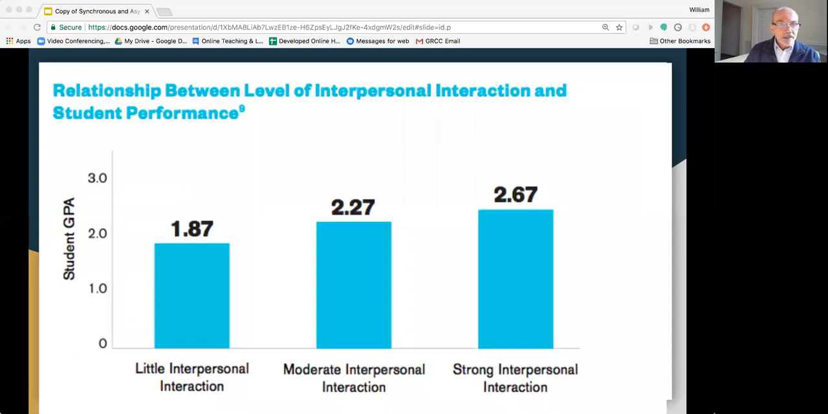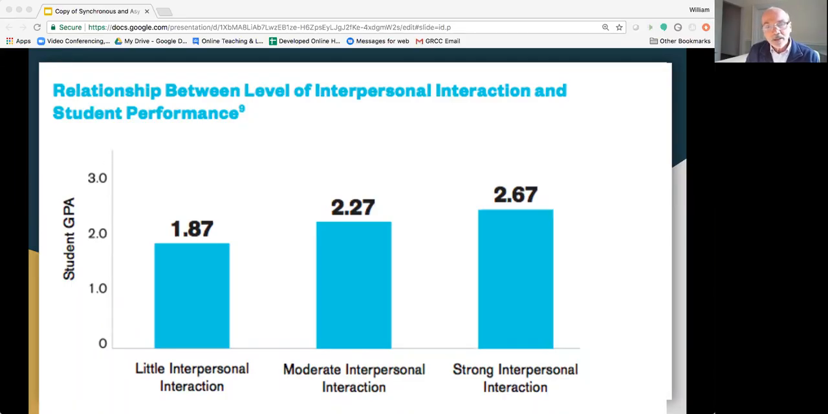So you can see in that graph, interaction was important, but the more the interaction, actually, the better the performance of the students. So to quote CCRC, establishing a meaningful instructor presence through the effective use of interactive technologies appears to be a particularly powerful strategy for enhancing student outcomes.